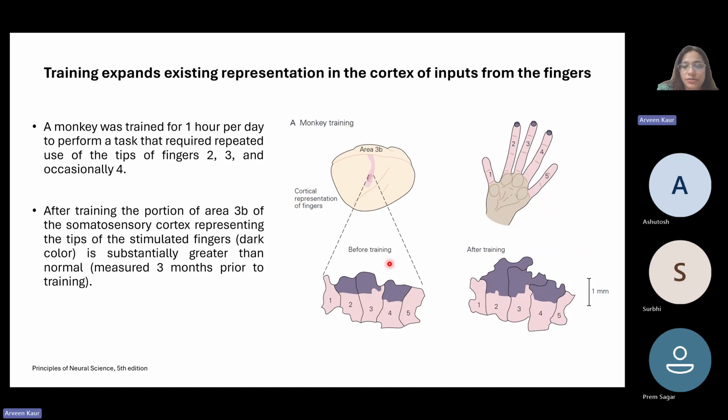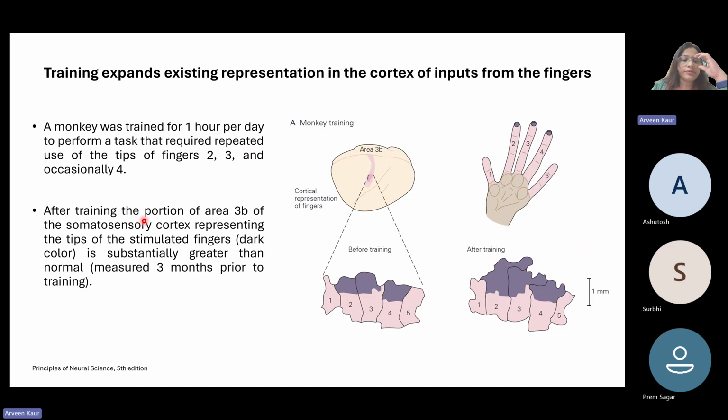So when the monkey was trained, before training, this was the brain area, right? This is how the brain area looked. Post training, if you look at only these three middle fingers of this particular monkey, the area of the brain that is associated with only these three fingers, you can see how much it has increased post training, right? The monkey was trained for 1 hour per day to perform a task that required repeated use of the tips of fingers 2, 3, and occasionally 4. Occasionally 4 also, but generally 2 and 3.